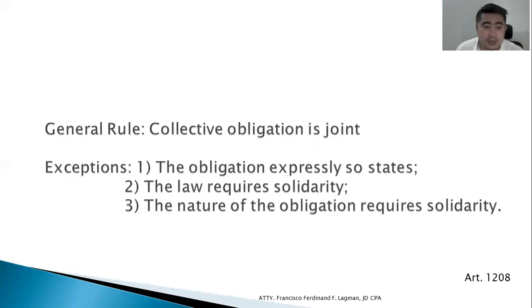So the exceptions to the general rule are, for one, the obligation expressly so states. Number two, the law requires solidarity. Number three, the nature of the obligation requires solidarity. So these are the three exceptions. In number one, if it is solidary, it has to be very clear. There has to be wordings that indicate solidarity. Otherwise, the obligation will be presumed joint.